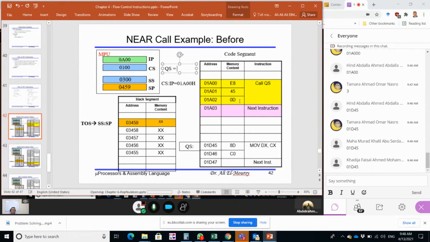The instruction is 3 bytes. The first byte is for the opcode, so the opcode for the call is 8E. And what comes after it? It should be the operand of the instruction. The operand of the call instruction is the target address, which is an IP address. Is this a near or a far call?